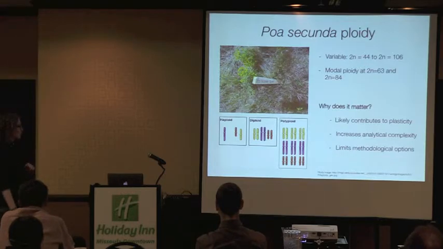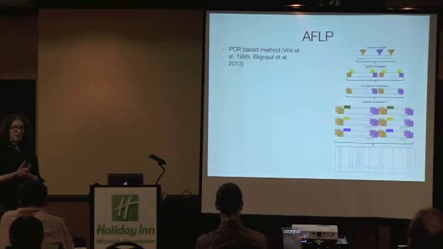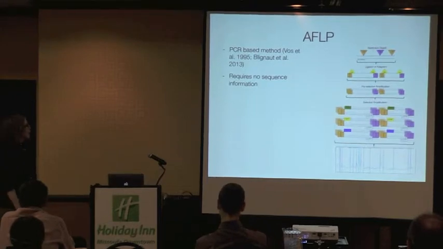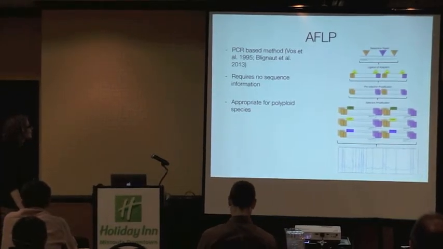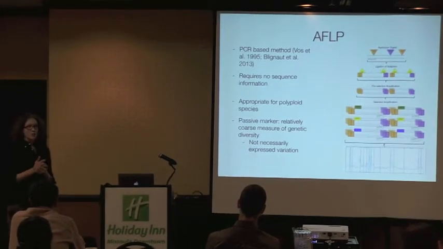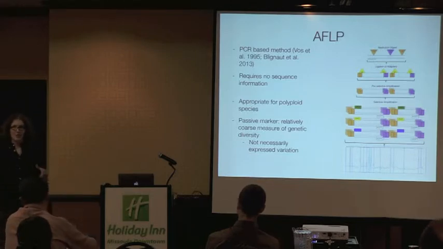By way of methodological options, we chose to evaluate POA with AFLPs. AFLPs are a PCR-based method developed by Vos et al. in 1995. We're using a modified method as described by Blanot et al. 2013. It requires no sequence information, which is fantastic because we don't have any. It's appropriate for polyploid species, but it is a passive marker. So it's a relatively coarse measure of genetic diversity because we're not necessarily showing expressed variation, because it doesn't differentiate between coding and non-coding regions.